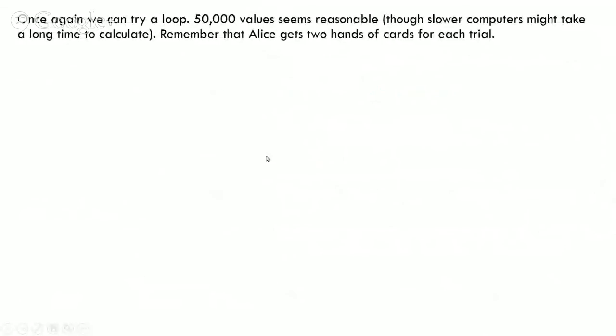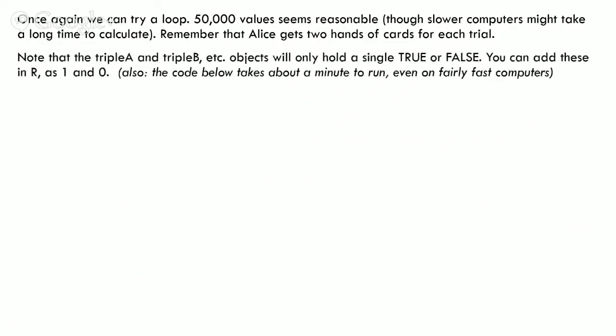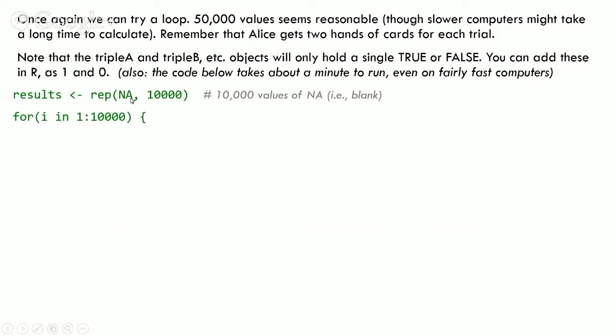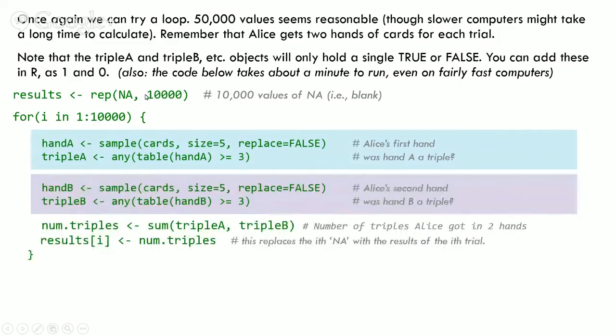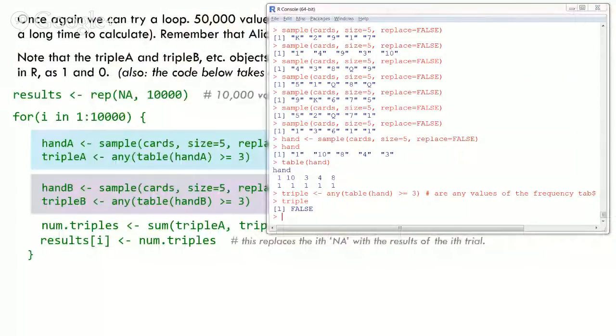So let's do 50,000 values. Slower computers might take a long time. Mine seems to take about 10 to 15 seconds, I think. Remember that Alice gets 2 hands of cards for each trial. We have to calculate 2 hands every time and then combine the results somehow. If you can't follow this, go ahead, but if you can, we're going to do this thing where I'm going to fix this in my R. This is going to be 50,000 times, not 10,000 times. I'm going to change this to 50,000. I'm going to create a results object that has 50,000 blanks, 50,000 NAs in it. So results.